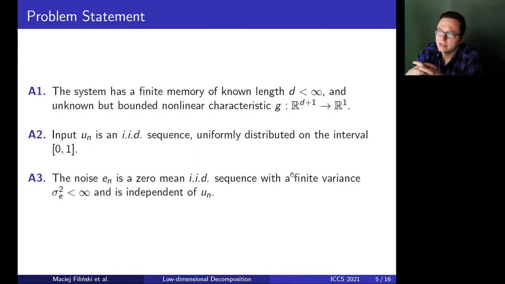Let's talk about the assumptions of this problem. First, the system has a finite memory of known length d, and an unknown but bounded nonlinear characteristic g. The second assumption is that the input is an IID sequence, and the third one is that the noise is a zero-mean IID sequence with a finite variance, and it's independent of the inputs.